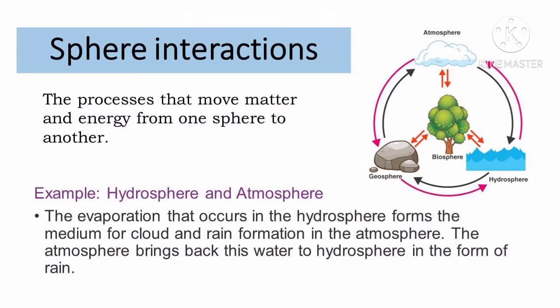Sphere interactions are the processes that move matter and energy from one sphere to another. One example is the hydrosphere and atmosphere interconnection. The evaporation that occurs in the hydrosphere forms the medium for cloud and rain formation in the atmosphere. The atmosphere brings back this water to the hydrosphere in the form of rain. So class, what are the other interactions or interconnections that you have observed in our environment? You may state it in the next activities.